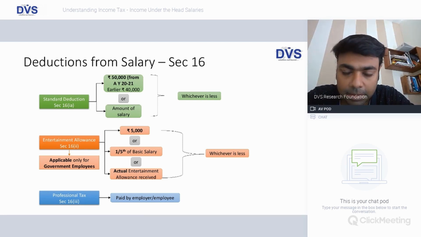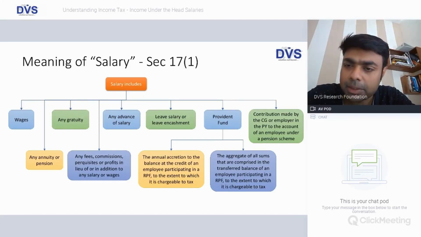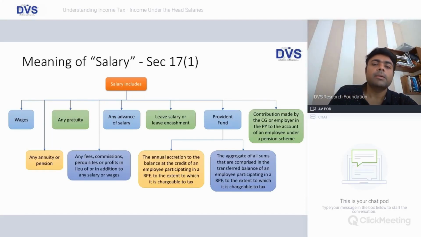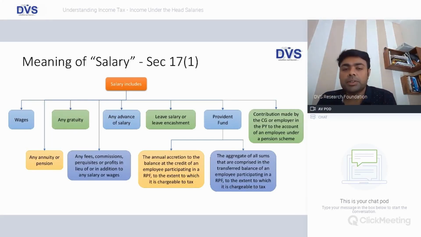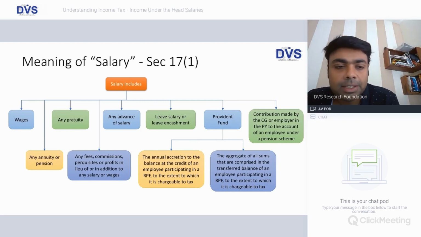That's where it stands. If it is paid by the employee, then it will get straight deducted as a professional tax deduction. So fairly straightforward, nothing much as far as deductions are concerned. Now let's focus on the definition of the term salary. So we've seen section 15, 16. Now we are moving on to 17.